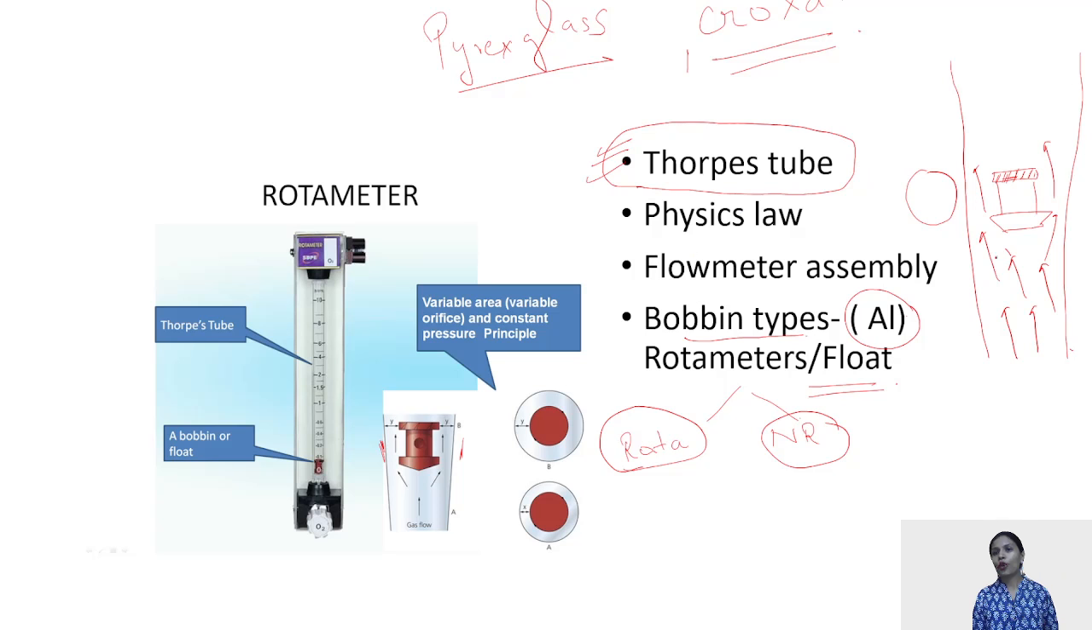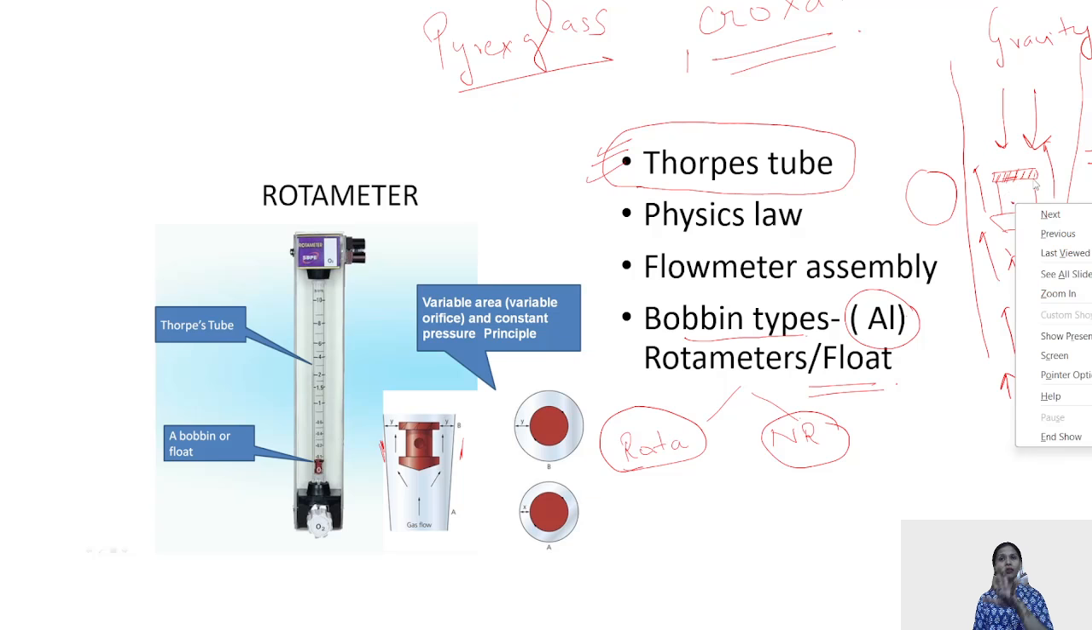Now, where is this bobbin going to float? It floats where the pressure equilibrates, where the pressure of gravity is equal to the pressure we are giving of the gas from down. The place where these two pressures reach equilibrium is the place where the bobbin is going to float. Now, how are you going to read this bobbin? I hope the part till here is clear. How are you going to read this bobbin?